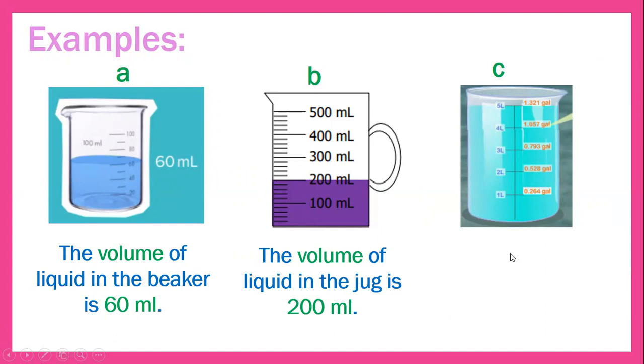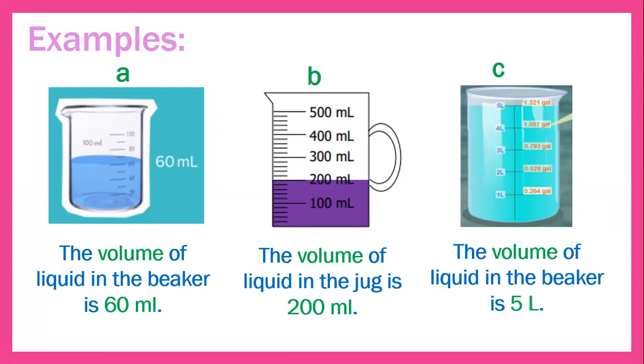For our third example, as you can see, we have 5 liters of liquid inside the beaker. And we can tell that the volume of liquid in the beaker is 5 liters. Can you follow? Okay.